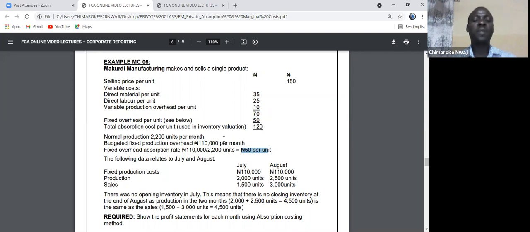Now, the same information they told us here for July and for August. The only difference is the addition of that fixed cost of 50 naira per unit. Now, how do we show the profit statement for the months of July and August using the absorption costing method? So we're going to look at them and see the difference between the two.